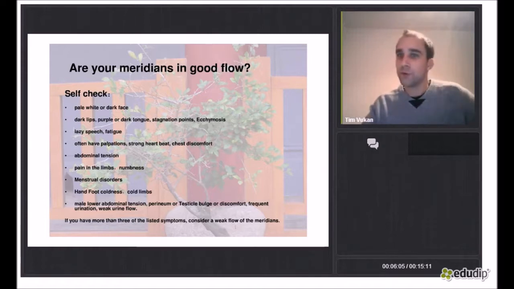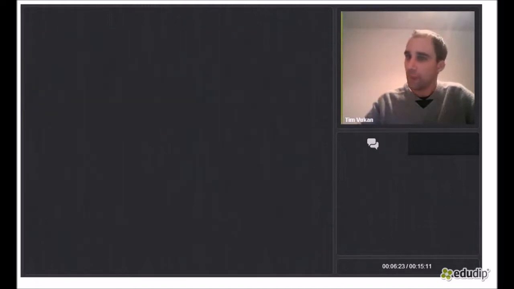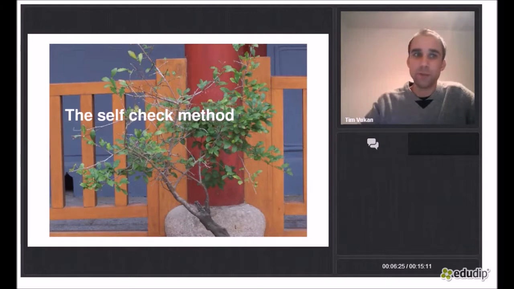So just first of all, some examples. If you find yourself in the list, make a mark and see if you have more than 3 of the symptoms listed above, to check whether your meridians are in good flow or in a maybe weaker flow. This self-check method allows you to gain more understanding about yourself.